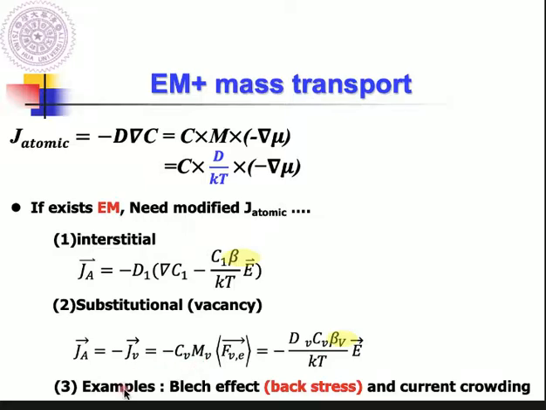And next, we are going to give you some examples to demonstrate the importance of electromigration. The first one would be the Blech effect, and the second one would be current crowding. Both of these happen in the connecting lines in the IC chip.